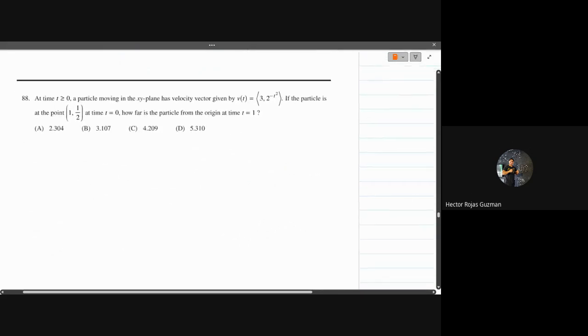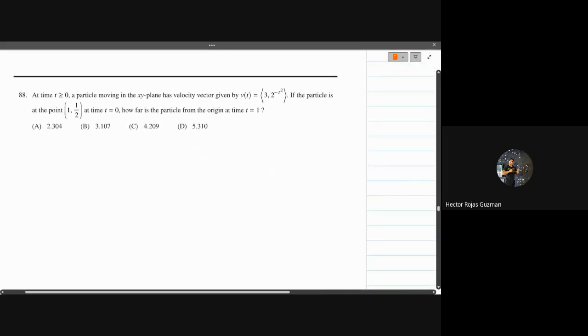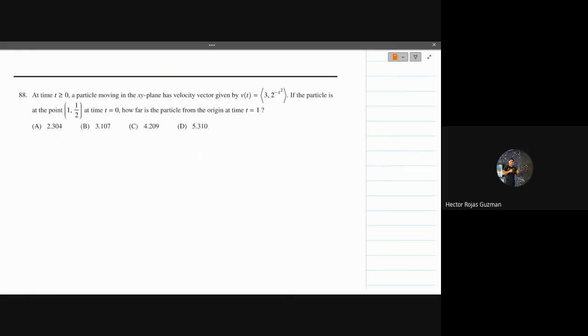Number 8. Ooh, I see a vector. They're throwing us the BC questions right now. The particle has a position at 0. Oh, that sounds like an initial condition to me. How far is the particle from the origin?